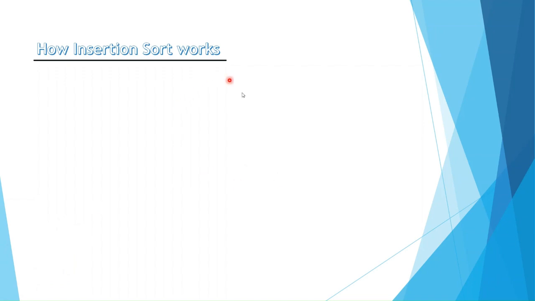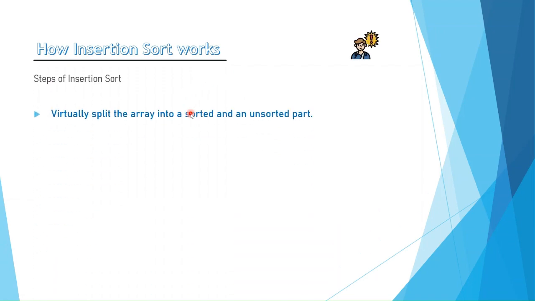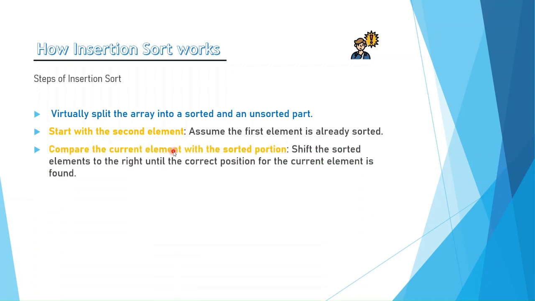Now, let's see how insertion sort works on an unsorted array. Here are the steps to sort it. First of all, we virtually split the array into a sorted and an unsorted part. After that, we take the second element, to be compared with the first element, which we consider already sorted. Then we compare that current element with the sorted portion, which is the first element of the array. So we compare the current element with the first element, which is already sorted.